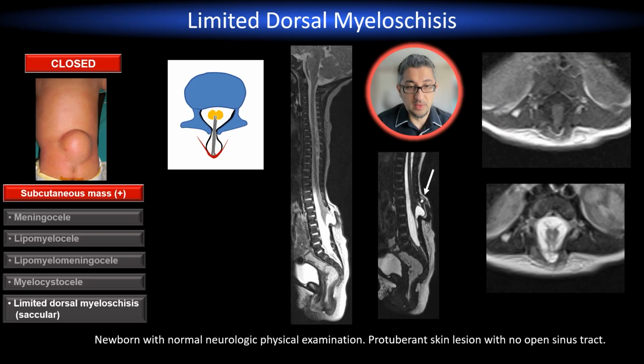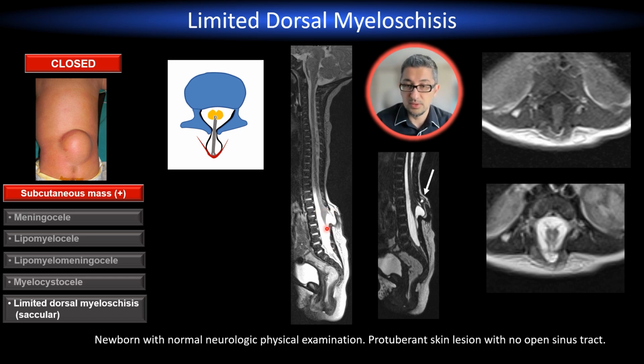Just to give an example, this is a newborn with normal neurological examination and protuberant skin lesion with no opening or dimple, but on the MRI that we performed around 3 months of age, we see this lesion, and it was reported as myelomeningocele, but this cannot be a myelomeningocele because it's covered with skin. A myelomeningocele will not survive until 3 months of age. And here we can see the dorsal tenting of the spinal cord, which is very typical. The location is just above the conus.